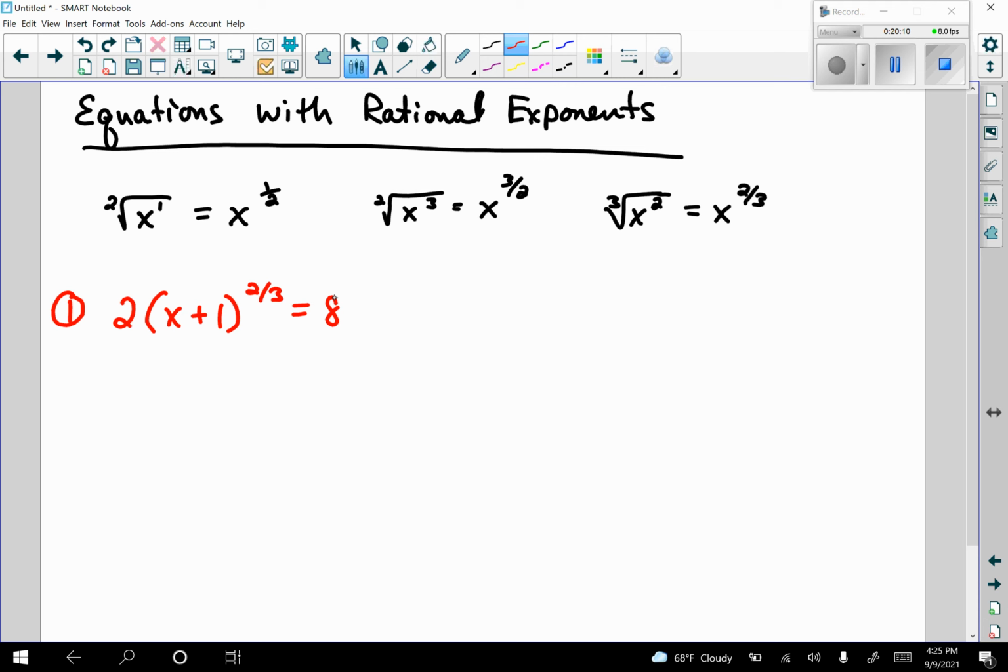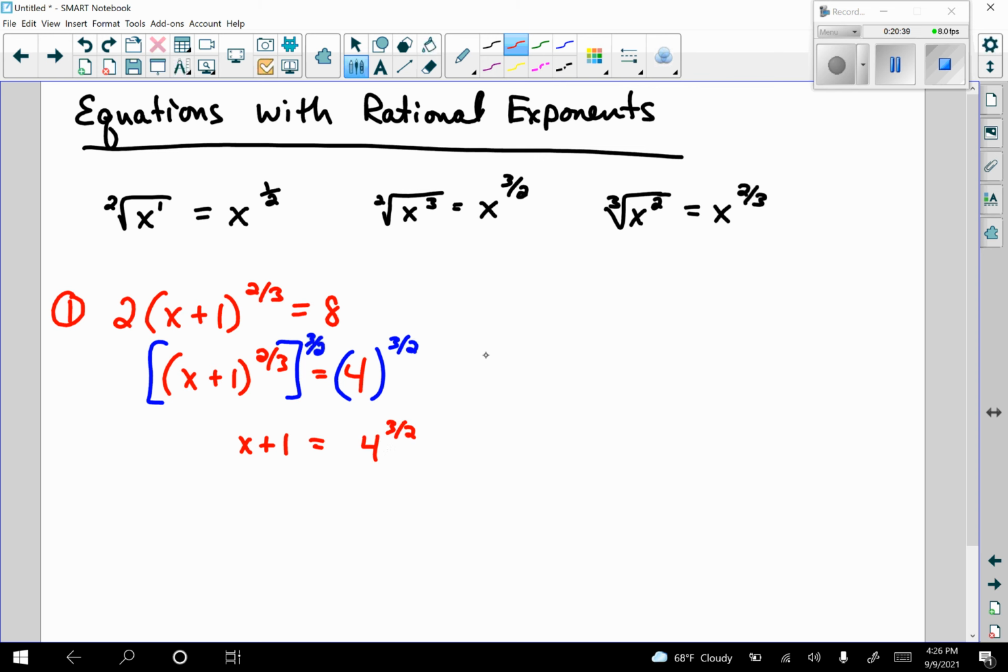What I first want to do here is isolate this part right here. So I want to divide by 2. So we get the quantity x plus 1 to the 2/3 equals 4. Now what I could do is raise this to the reciprocal here, because when we raise a power to a power, we multiply, and that will give me a 1. So then I want to raise this to the reciprocal as well. So this will now just leave me with x plus 1, and this becomes 4 to the 3/2.